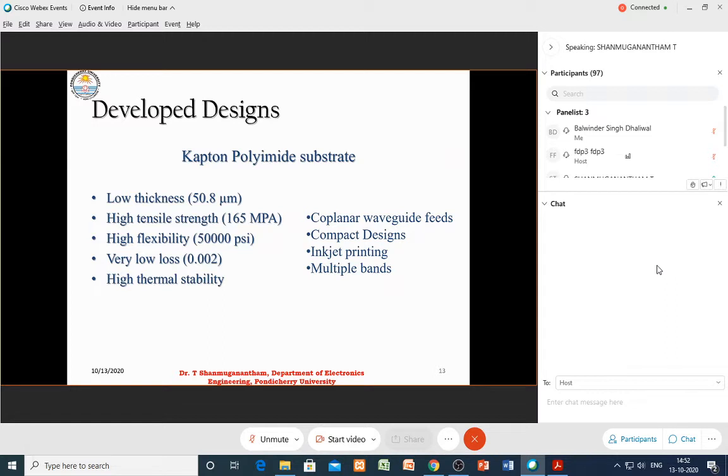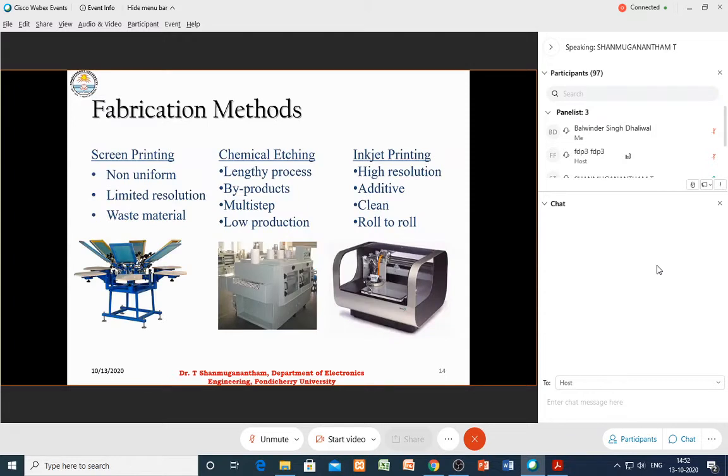The transmission lines used for this design are coplanar waveguide feeds with compact designs, and inkjet printing is used for the fabrication. Multiple frequency bands are applicable for this design. As already said, these are the fabrication methods: screen printing, chemical etching, and inkjet printing.